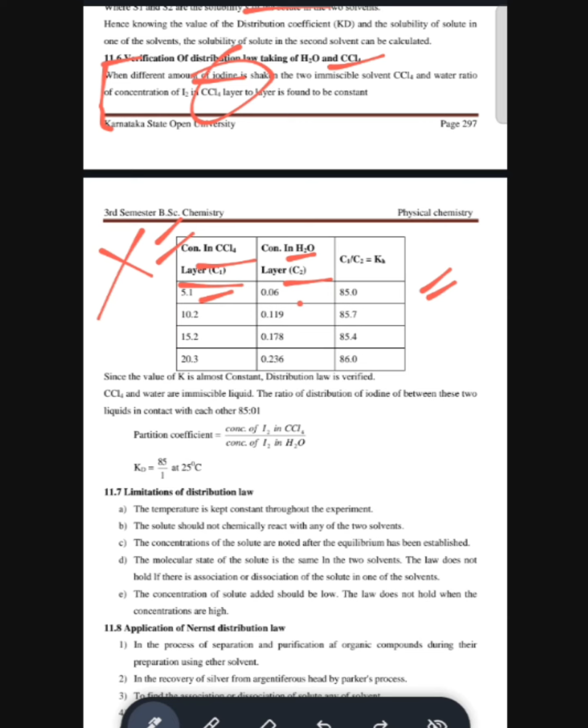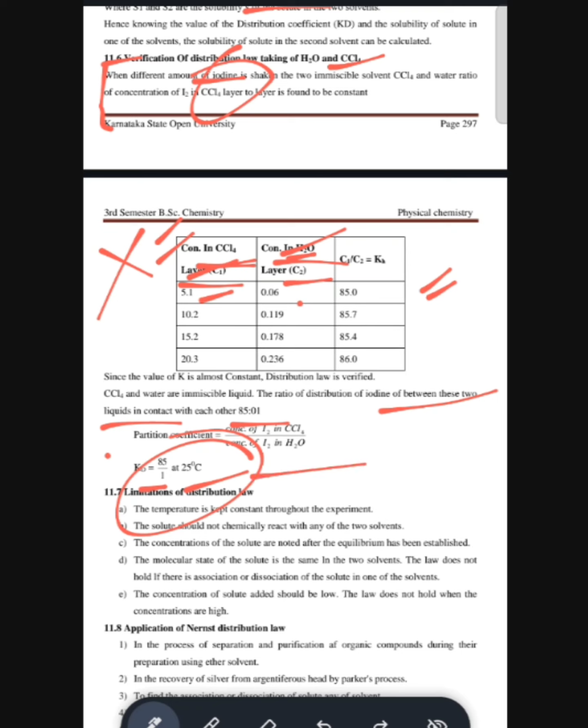So here Kd is the distribution coefficient, that is 85 by 1 at 25 degrees Celsius. 25 degrees means room temperature. The ratio of distribution of iodine between these two liquids, carbon tetrachloride and water, is 85 to 1. 85% is distributed in carbon tetrachloride, and in a one ratio it is distributed in water. So 1%. So that is what is given here.